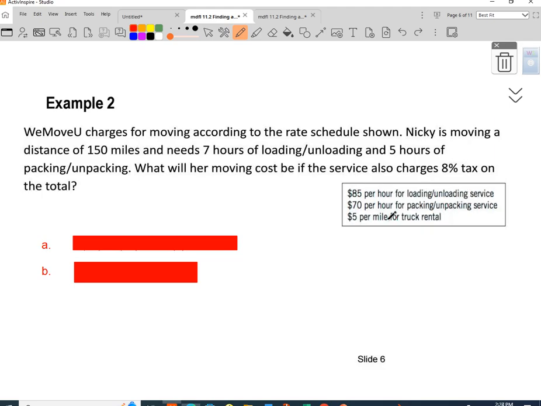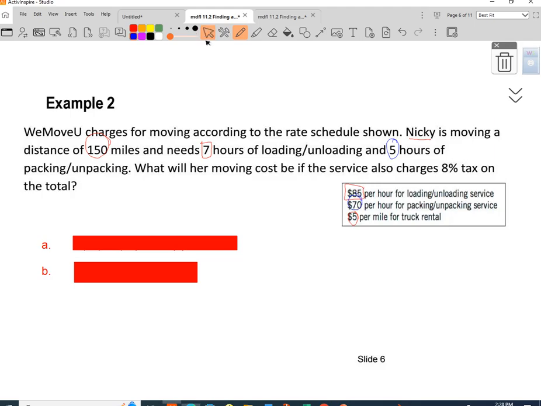Loading and unloading, packing and unpacking, and then truck rental per mile. We see that Nikki is moving a distance of 150 miles, and it's $5 per mile. She needs 7 hours of loading and unloading, that's $85 per hour, right? And finally, she needs 5 hours of packing and unpacking here.